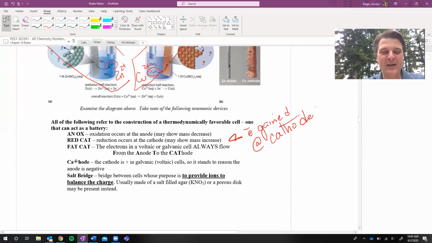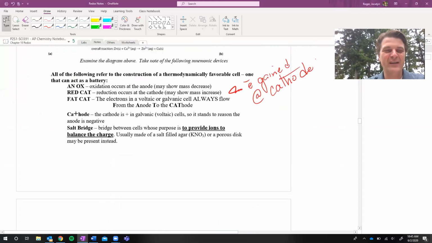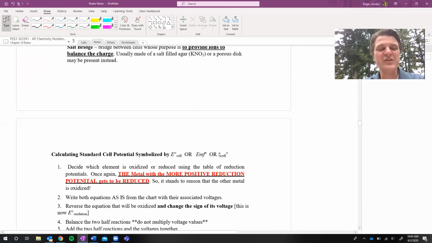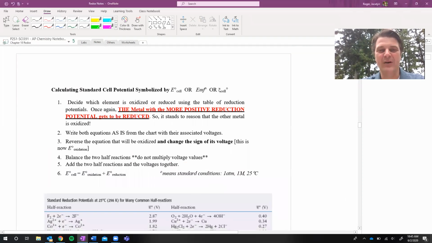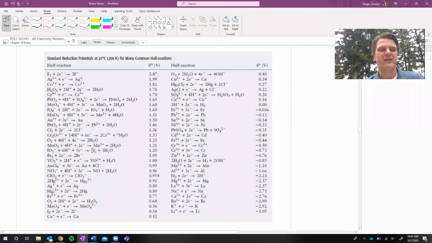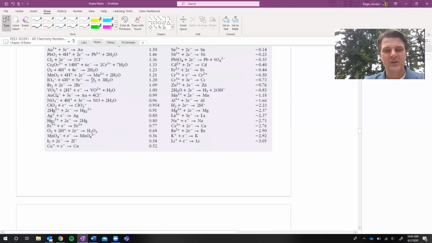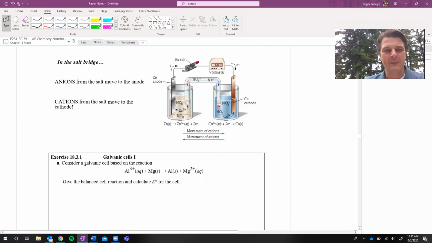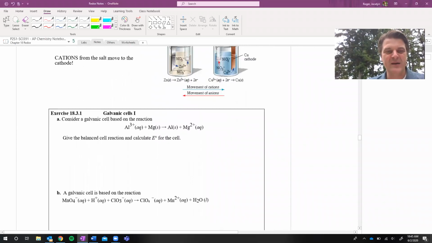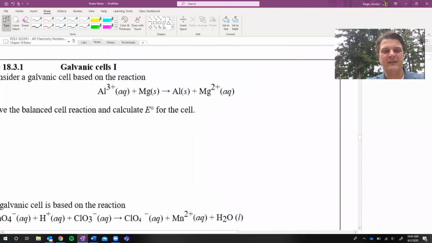How to determine which side gains the electron and which side loses the electron. This is where we're going to use our standard reduction potential table. You print it out, and it's also in your notes, over here. So here's how we're going to do this. Let's look at this example that we have.